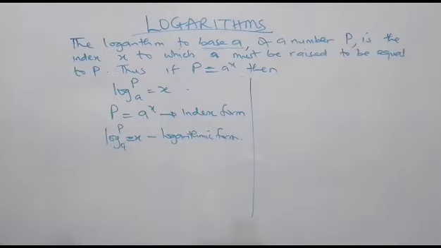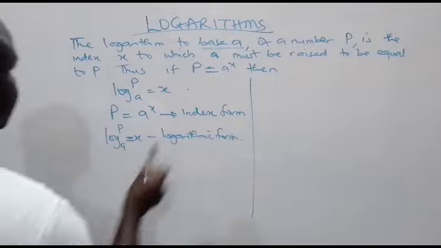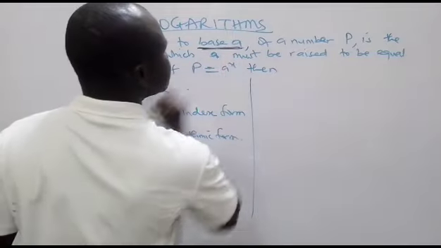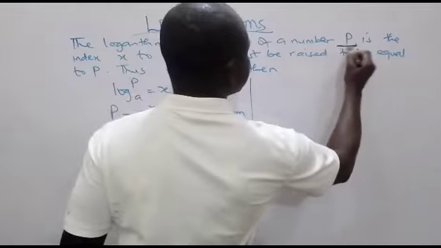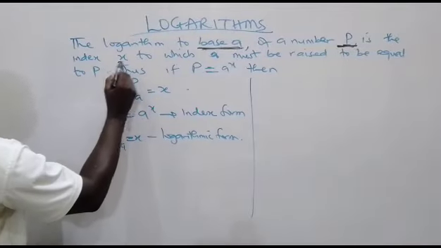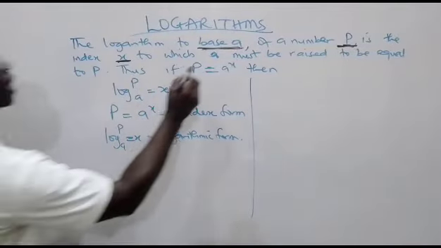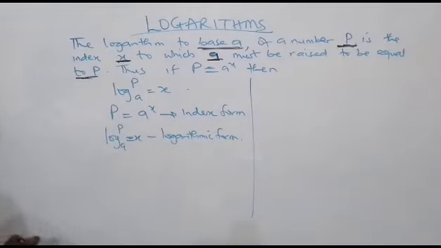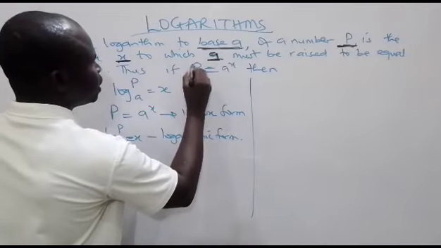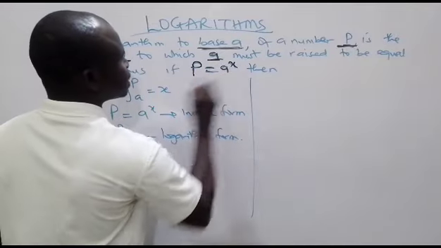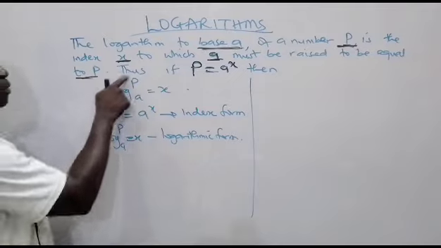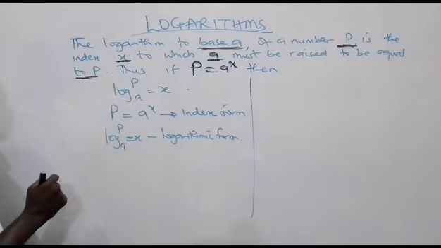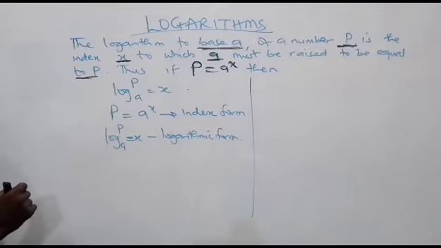I want us to get the definition of logarithm very well. The logarithm of a base A to a number P is the index x to which A, that base A, must be raised to be equal to P. Thus, if P is equal to A raised to x, then log P base A is equal to x.